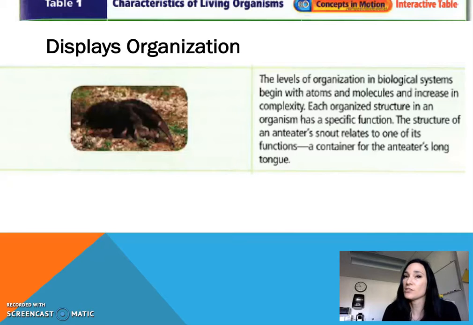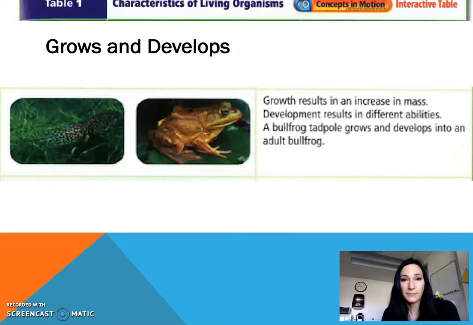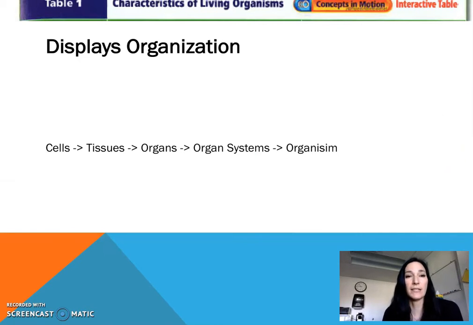So cells are the most basic. Cells together make up tissues. Tissues together make up organs. Organs organized together make up organ systems. And organ systems organized together make up organisms. So that's organization. Oh, and there's a picture of it. Cells, tissues, organs, organ systems, organism.